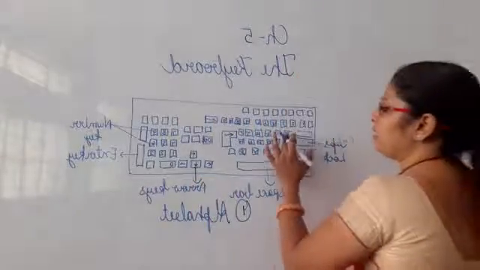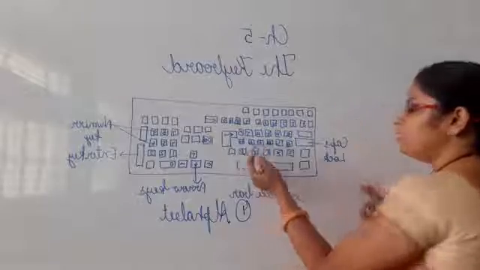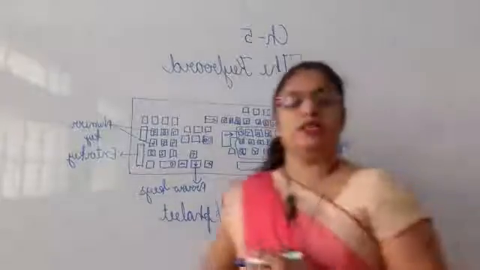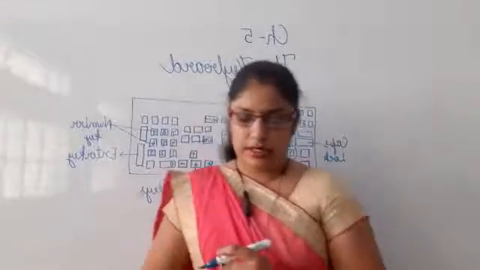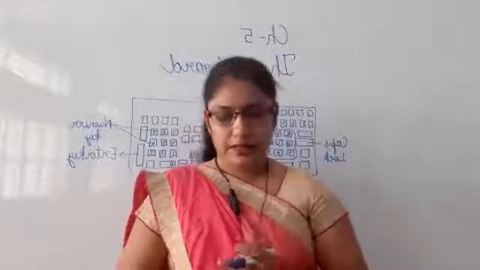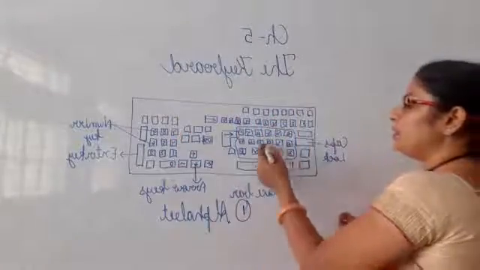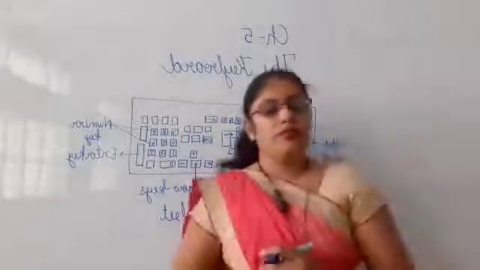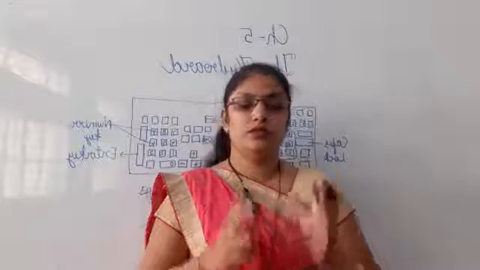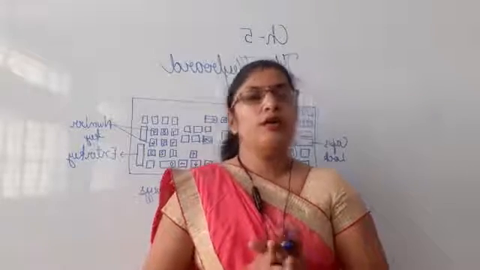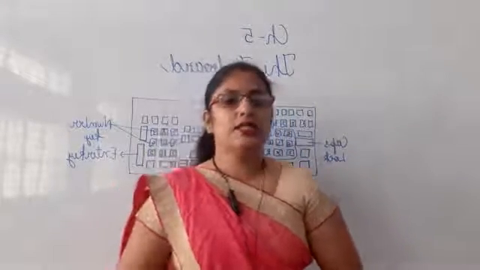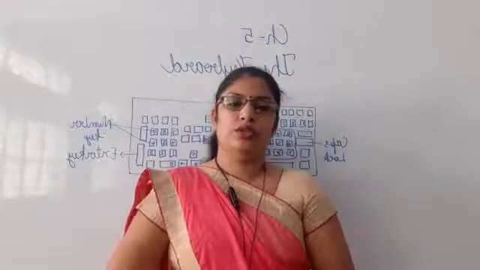We can see here Q, W, E, R, T, Y, A, C, D. These all are the alphabet keys. So the keys which have letters or alphabets printed on them are called the alphabet keys. What is the use of these keys? They are used to type letters, words, sentences on the computer. And how many alphabet keys? Yes, there are 26 alphabet keys on the keyboard.